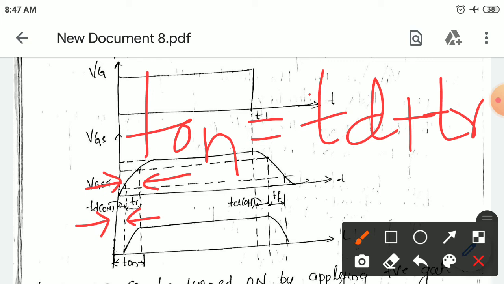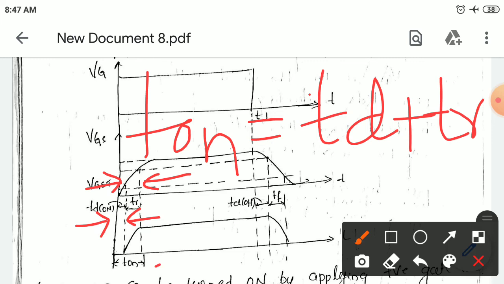What is the delay time? Delay time is the time taken to rise the voltage from 0 to its threshold point. Then what is TR? The time taken to rise the voltage from the threshold point to its saturation point. So the turn on time of the MOSFET, T on, is TD plus TR. This is the turn on time of the MOSFET.